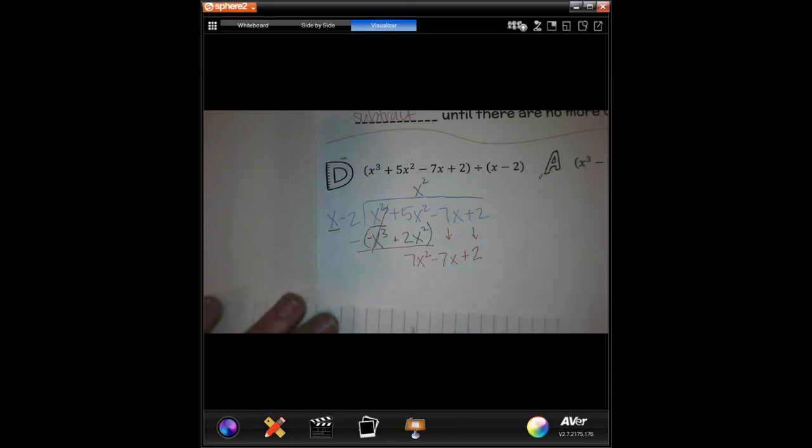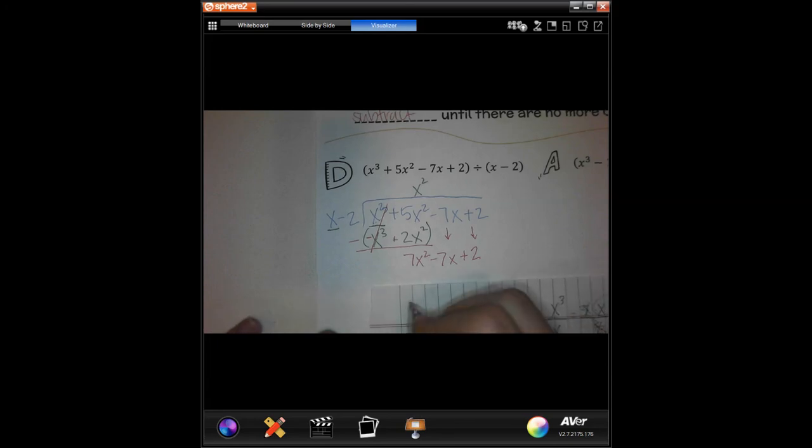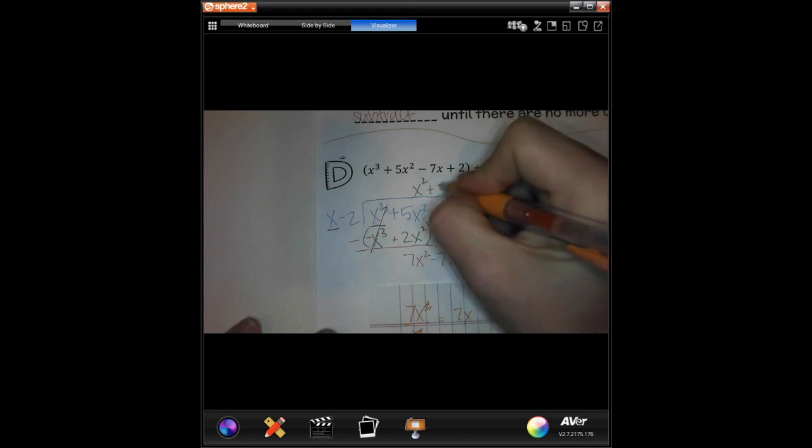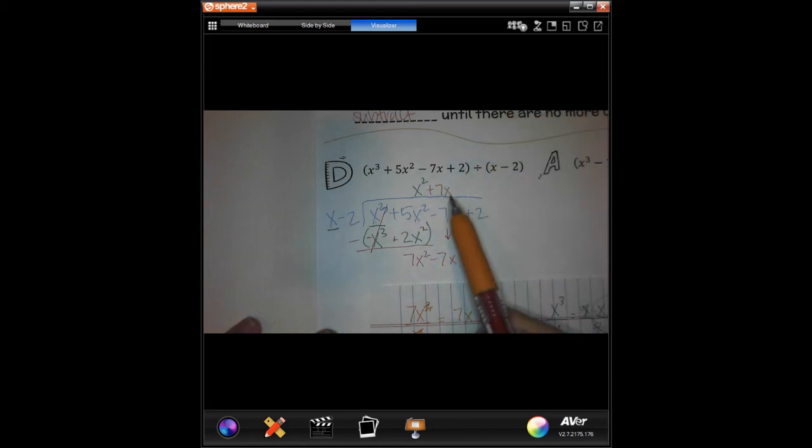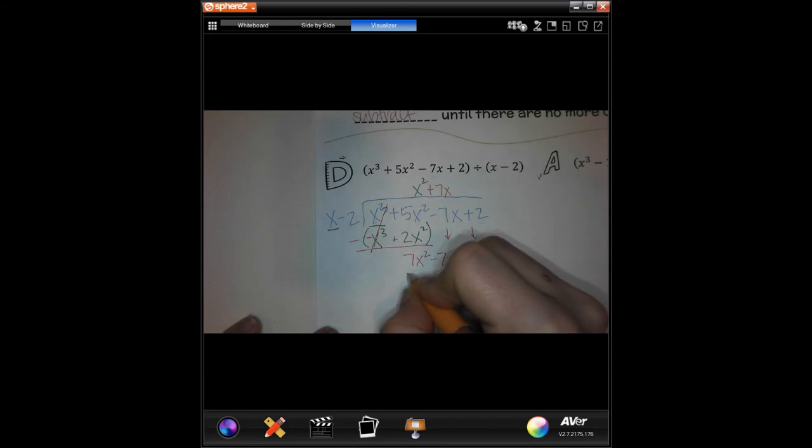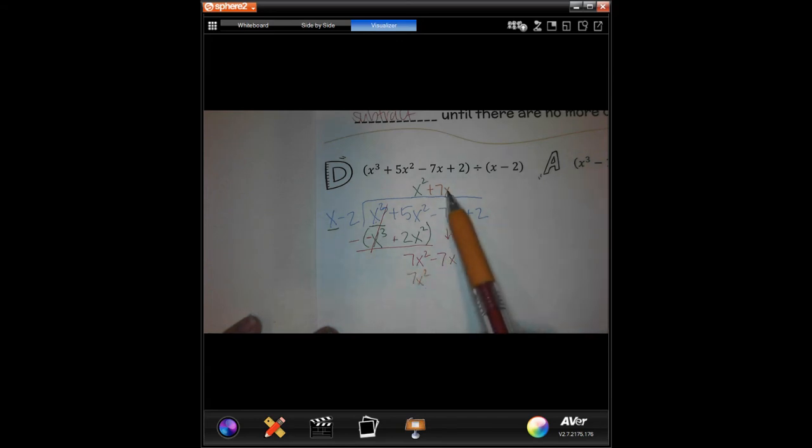Now I'm going to take this 7x squared and divide it by the x. So I know the x cancels out, and I'm going to be left with 7x. So up here I've got positive 7x. I'm going to multiply, and again I'll put it above the one with the x. 7x times x gives me 7x squared. 7x times -2 gives me -14x.